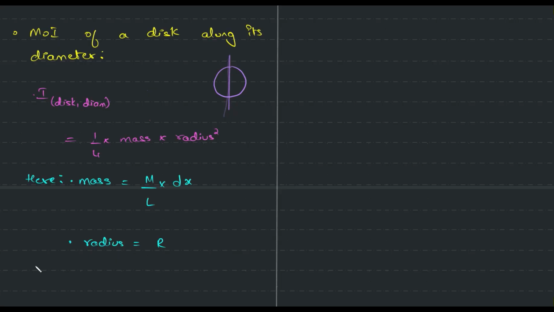And so we have I of disk along the diameter will be equal to 1/4 M by L times R square times dx. Okay, sorry, square. So this is a disk rotating along the diameter. But what if I shift the diameter now? What if I shift the axis of rotation parallel to this?